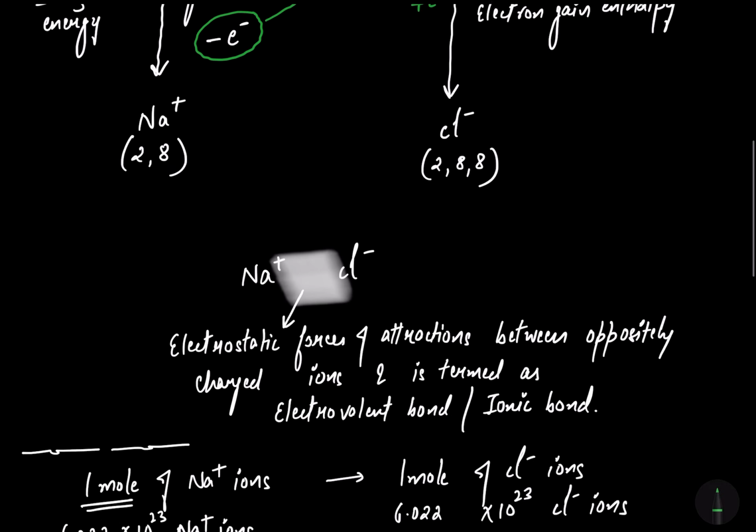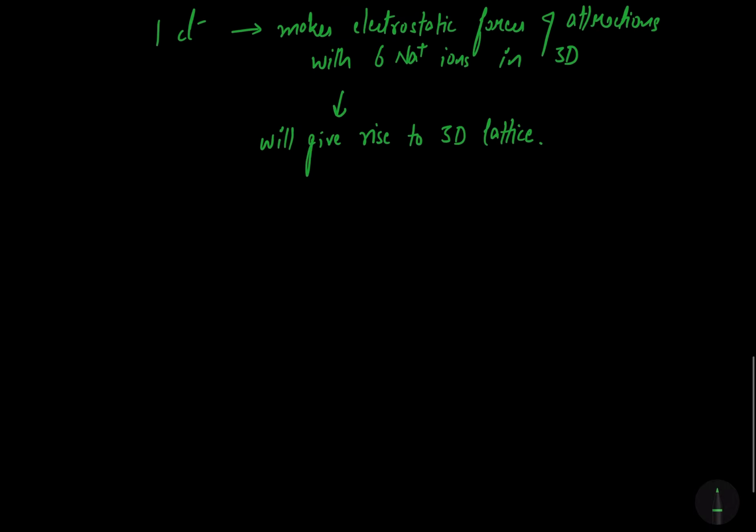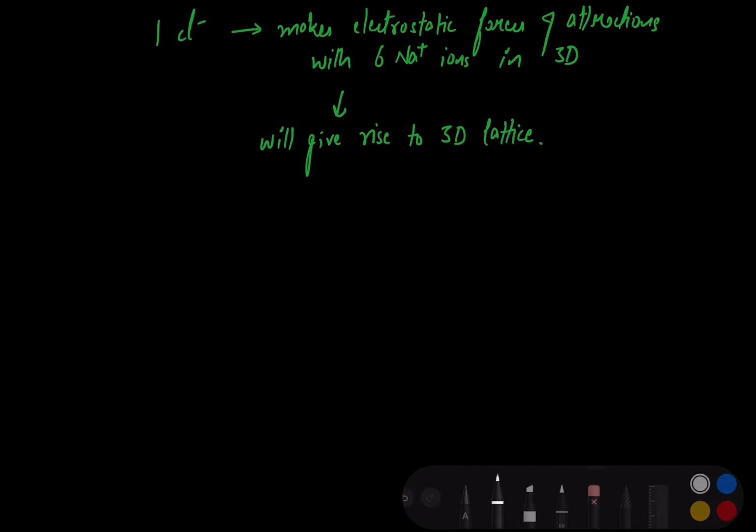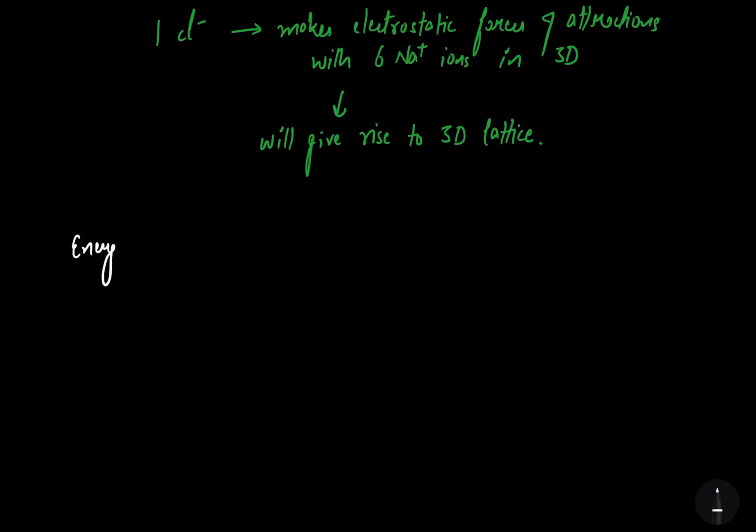Now let's talk about the total energies consumed and liberated. In the case of NaCl, the energy absorbed is only the ionization energy by the sodium atom to lose an electron. The energy absorbed is ionization energy, which is used by sodium to lose an electron from its outermost shell.